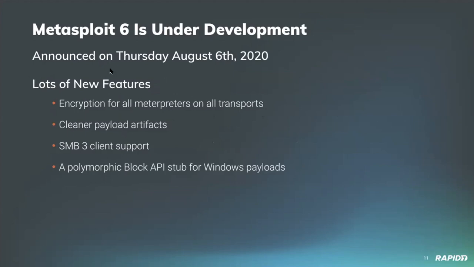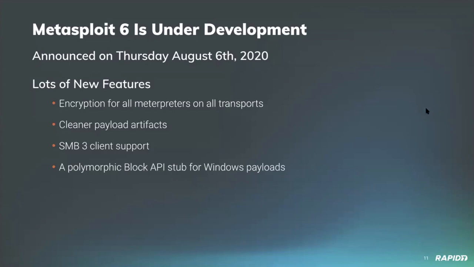All right, so the big announcement is that Metasploit 6 is under active development. We posted a large number of technical details on the Rapid7 blog, in case you missed it, just this most recent past Thursday on the 6th. Some highlights there is that we're including end-to-end encryption for all of the interpreter implementations on all of the transports. They're all going to be utilizing AES encryption with a key that is negotiated over RSA.